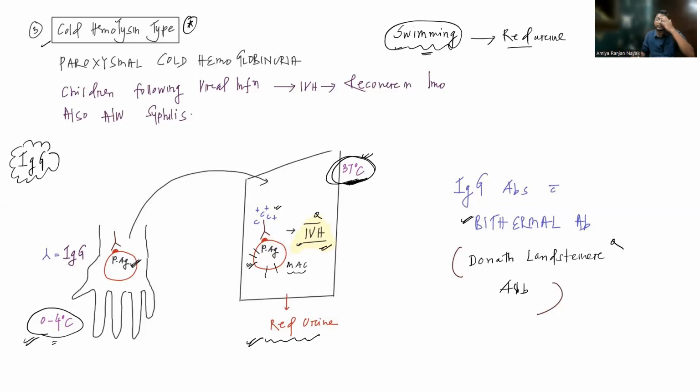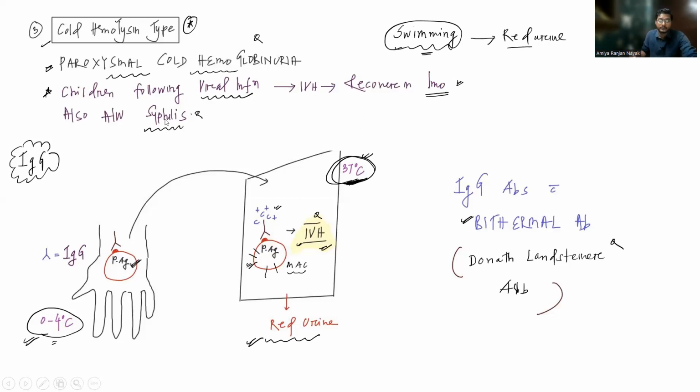So if in the exam they want to ask about the cold hemolytic type of hemolytic anemia, they will give this history of red urine after coming out of the swimming pool. And this is classically described as paroxysmal cold hemoglobinuria. So now you understood about paroxysmal nocturnal hemoglobinuria, and you also understood about paroxysmal cold hemoglobinuria, and why it is called paroxysmal cold hemoglobinuria. Usually this condition is seen in children following certain viral infections. And usually these are self-limiting, recovering within 1 month. It is also described with respect to syphilis. It is also associated with syphilis.